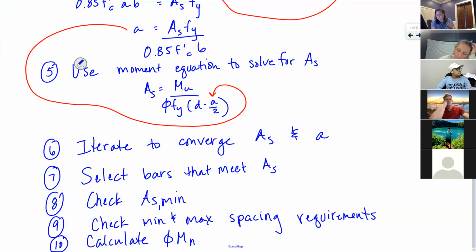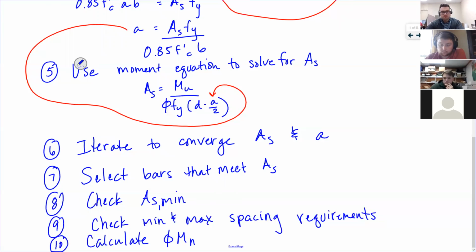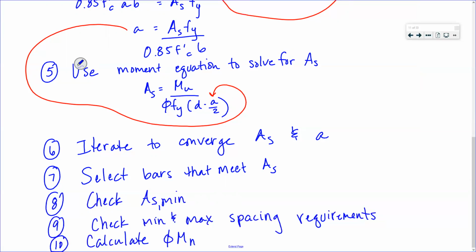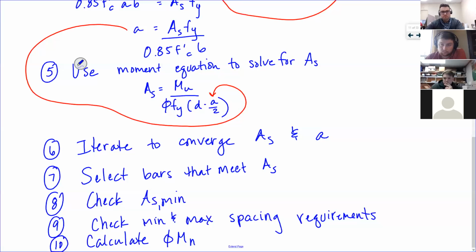So number 10 is what we've just been doing, so I summarized it into a single step. And verify that it's greater than Mu. Everybody good? I can only go by the people that I see that they're not writing.